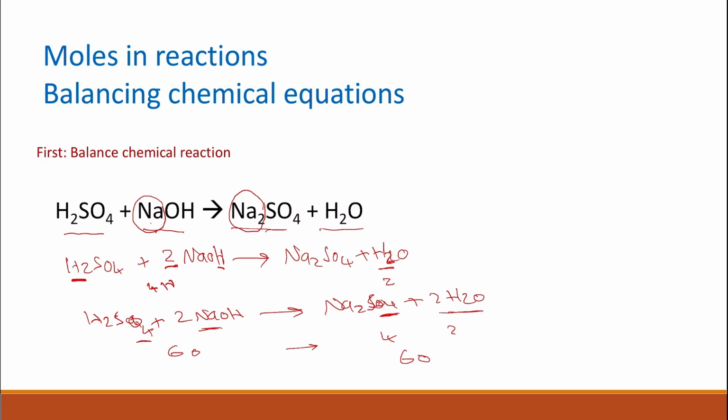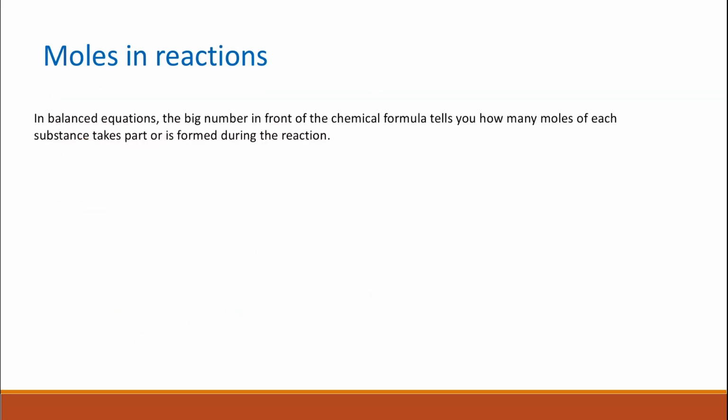So it's 1 sulfuric acid plus 2 sodium hydroxide will give us 1 sodium sulfate plus 2 water. So this is how we balance the chemical equation. You can keep going back and forth until you make sure that all the atoms are balanced. They have the same number of atoms on both sides of the equation.